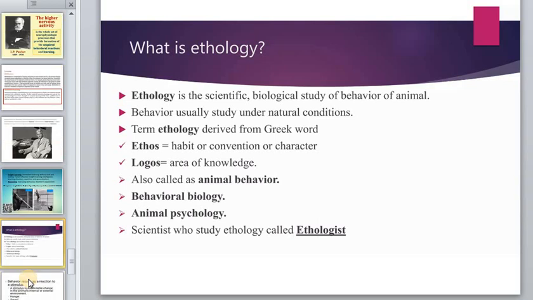And so what are we going to study? What is ethology? Ethology is the biological science of the study of animal behavior. Behavior is usually studied under natural conditions. The term ethology derives from the Greek words ethos, habit or character, and logos, area of knowledge. It is also called animal behavior, behavioral biology, and animal psychology. These are two ways in science, almost the same, but I want to start from the behavioral side and we move to the psychology of animals.